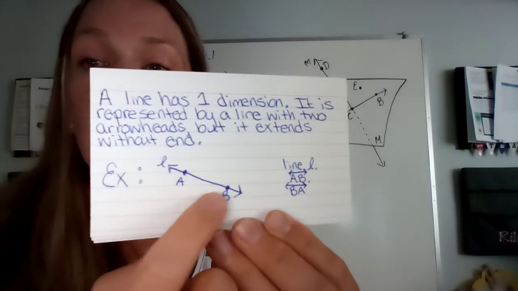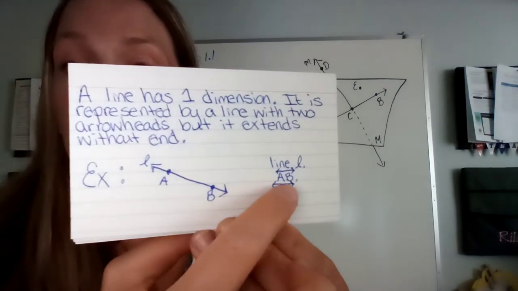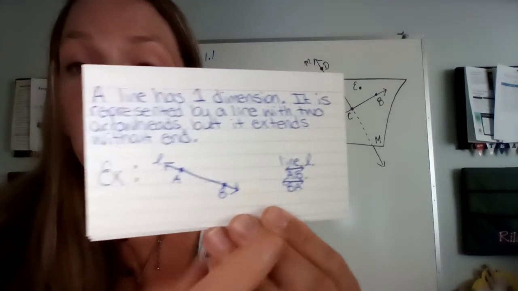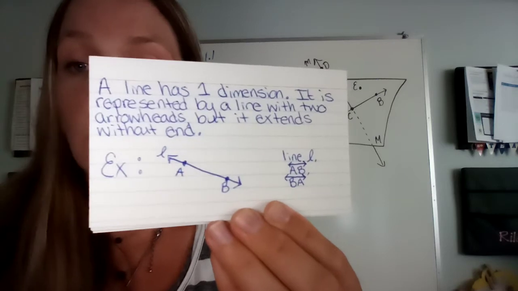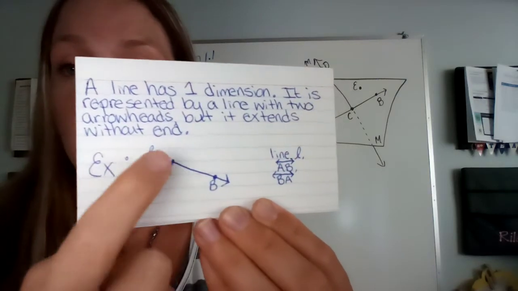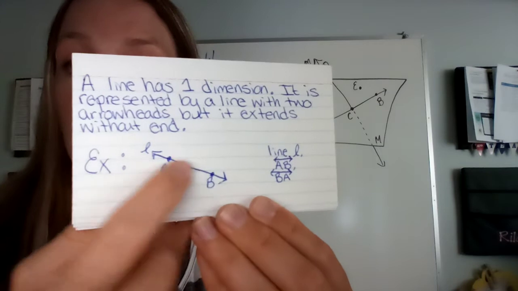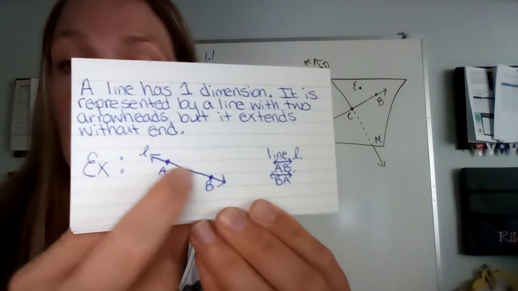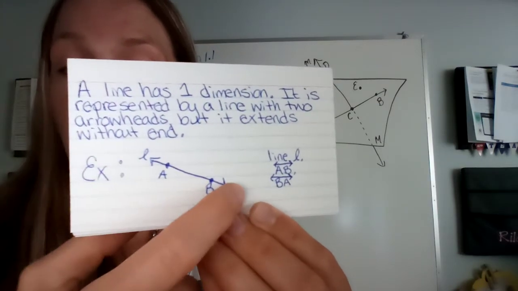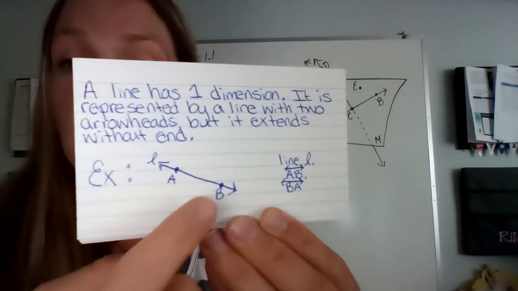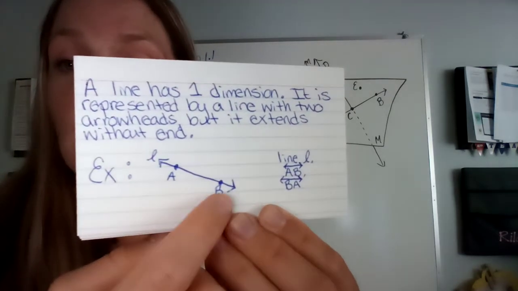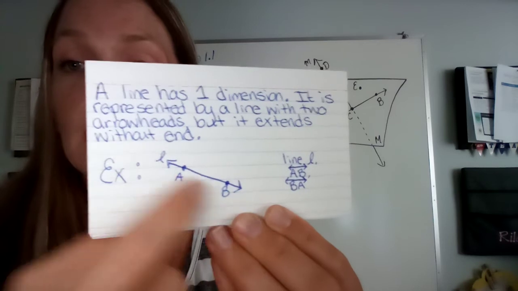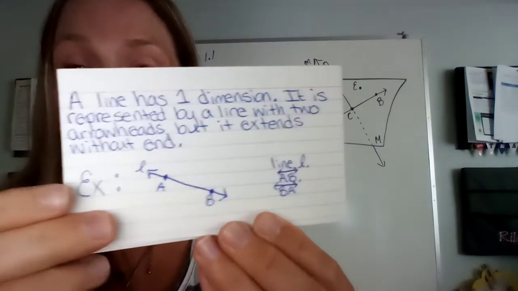Okay, I could also refer to this as line AB or line BA. With lines, you can flip the letters. It's still talking about the same line, right? If I'm talking about line AB, I'm talking about the line that goes through points A and B and extends in both directions forever. And it's the same if I flip the letters. Line BA is the line that goes through points B and A and extends in both directions forever.